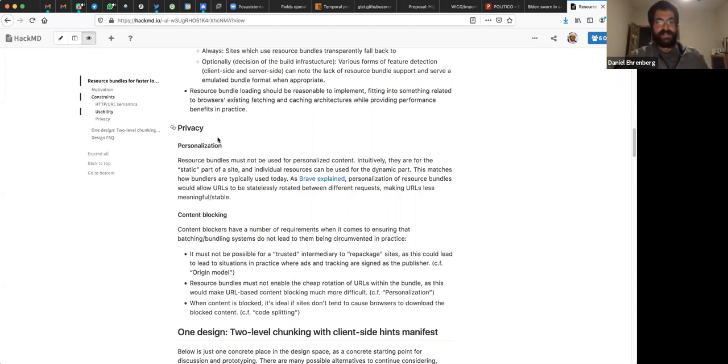I want to note, it's also at the bottom of the document, my work here is now being funded by AdBlock Plus, because they're concerned about the same thing. So we want bundling to happen. It's important for the web, but also for it to be within the important privacy and content blocking and user choice constraints that are pretty key for the web.